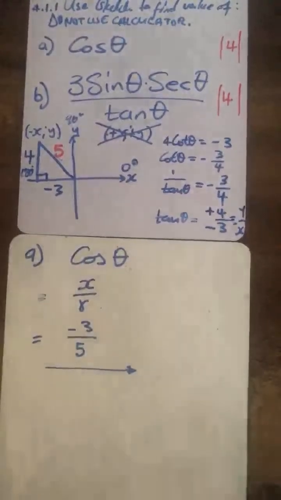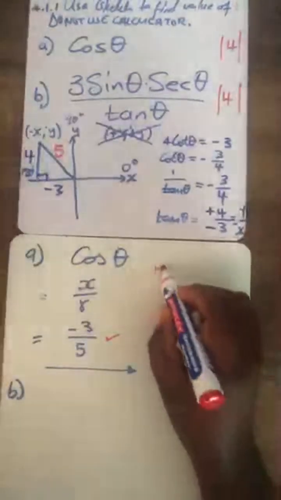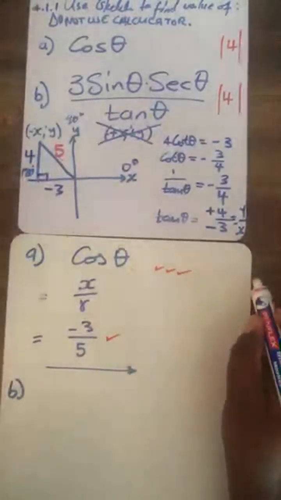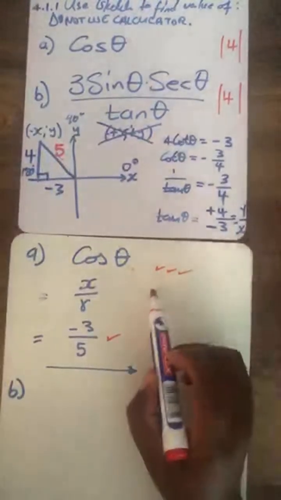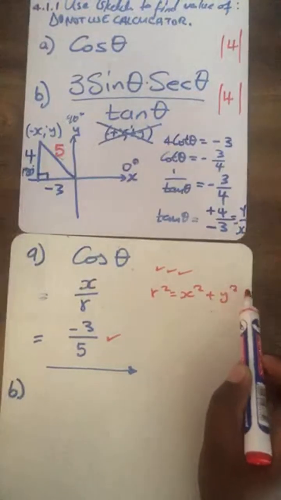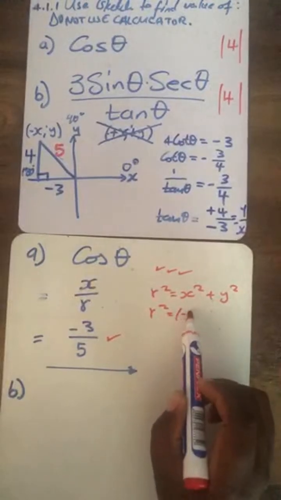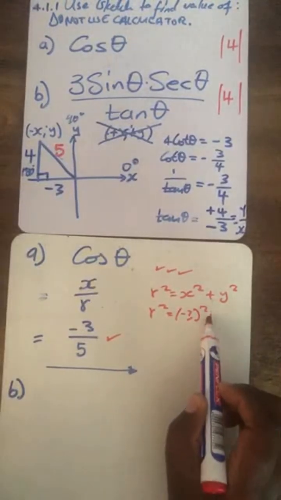So now we have answered that one. Remember, they said without using a calculator. So you might find that you only get maybe 1 mark or 2 marks on this one. And then the other 2 or 3 marks, you get them from that calculation of calculating your R, which you find to be 5.